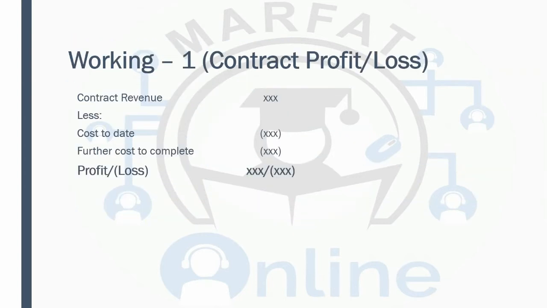So now you have the workings right in front of you. Working number 1, you have to calculate whether the contract is generating profit or loss. So how are you going to do it? Take the full price of the contract. Contract revenue means contract price. Then you are going to deduct the cost from it. Cost to date, that means the cost which has been spent till now. And then there will be, for example, further cost to complete. These two will be deducted to calculate the profit or the loss.